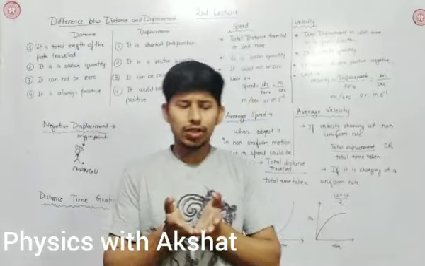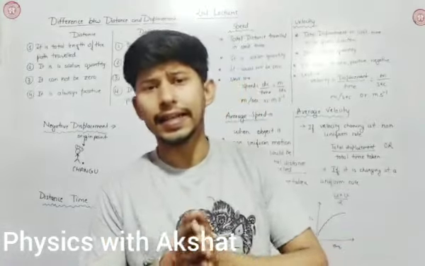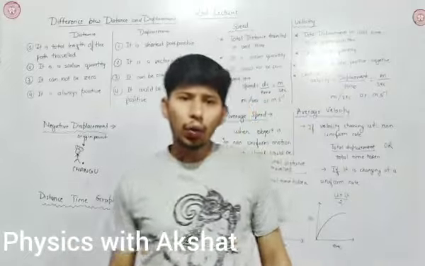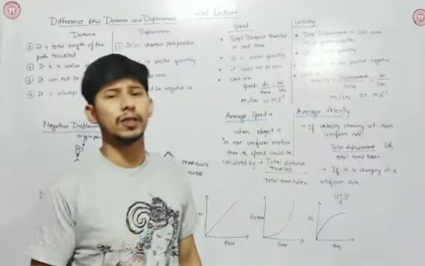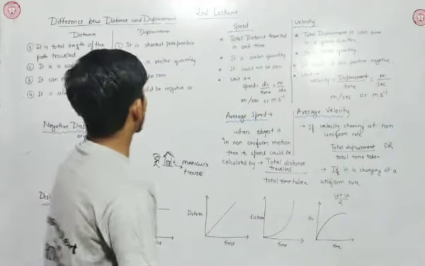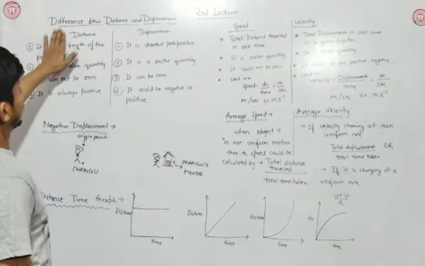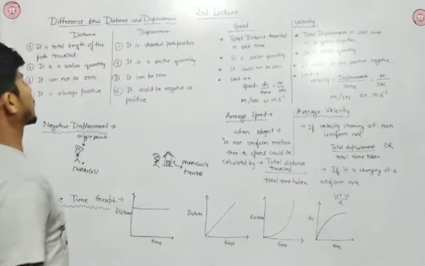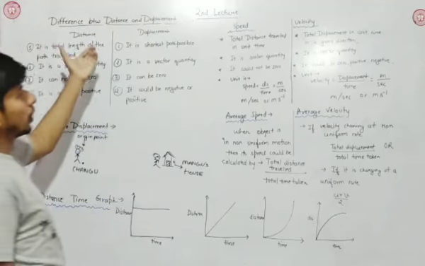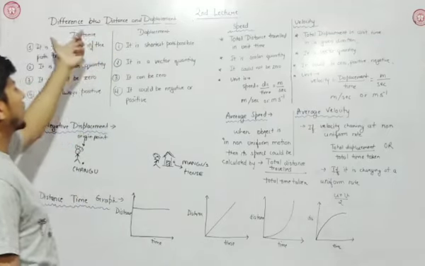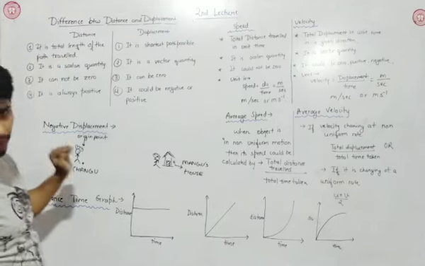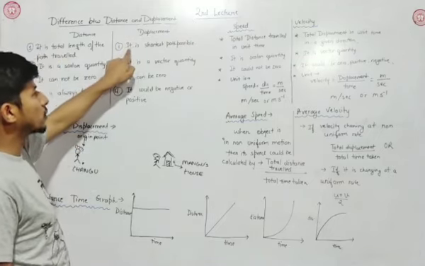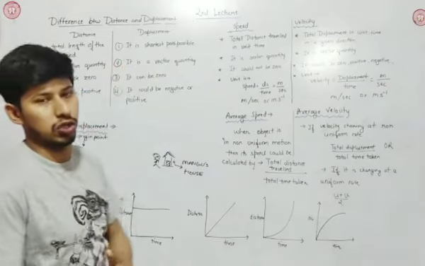In our last lecture, I told you about distance and displacement. Now we will study the difference between distance and displacement. Just look here. I told you about these two quantities: distance is the total length of the path traveled, and displacement is the shortest path possible.